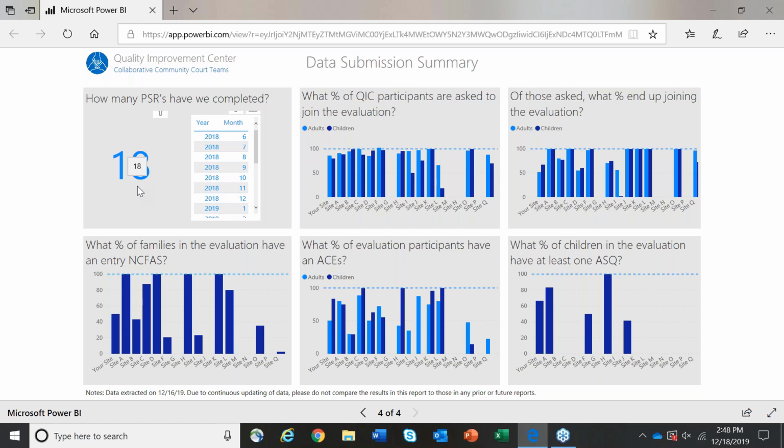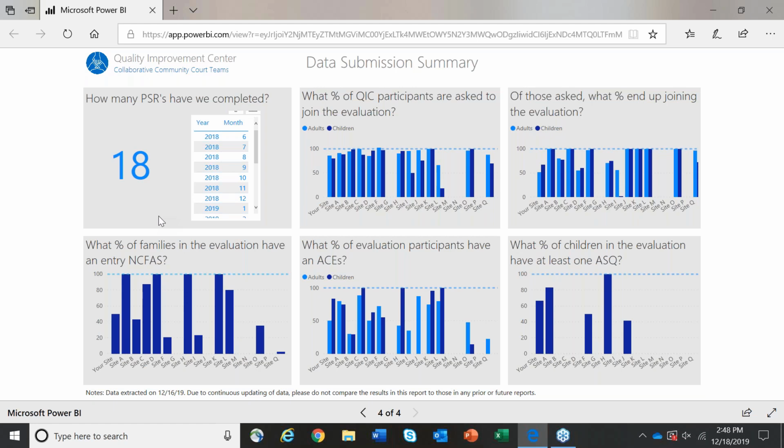So we did ask for PSRs starting in November of 2018, but we also asked programs that had really started their QUIC program prior to that. We asked them to submit PSRs retroactively for the months in between November and whenever they had started. And then we also know that there are several programs that hadn't started by November, so we didn't ask them, they couldn't submit PSRs at that point. We just asked them to start submitting PSRs with the start of program services.